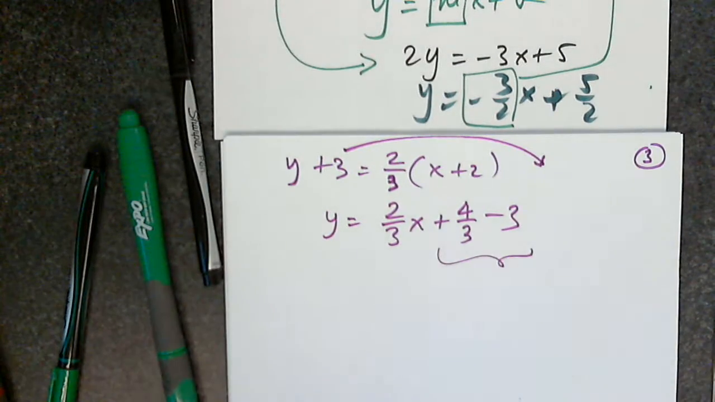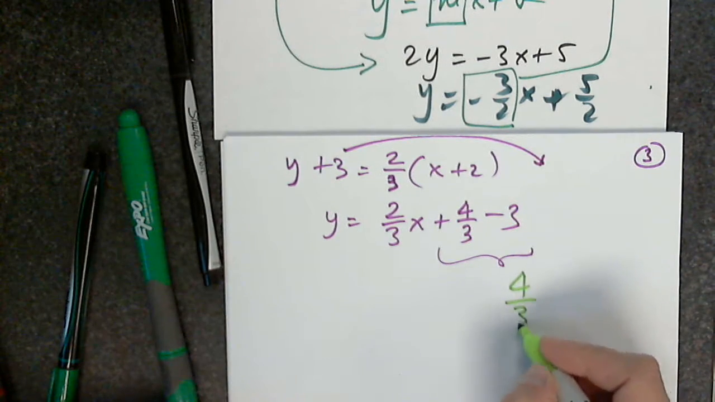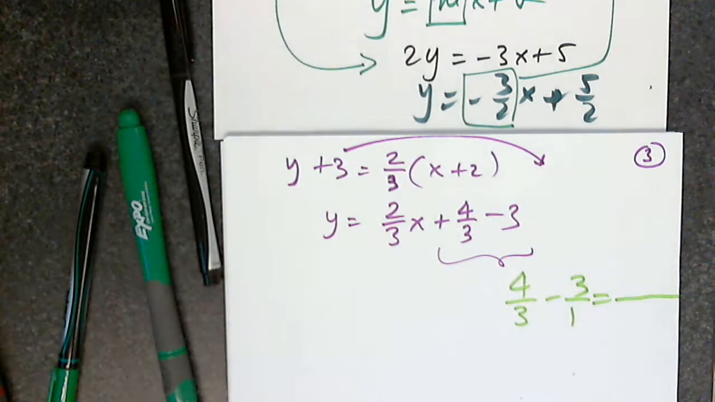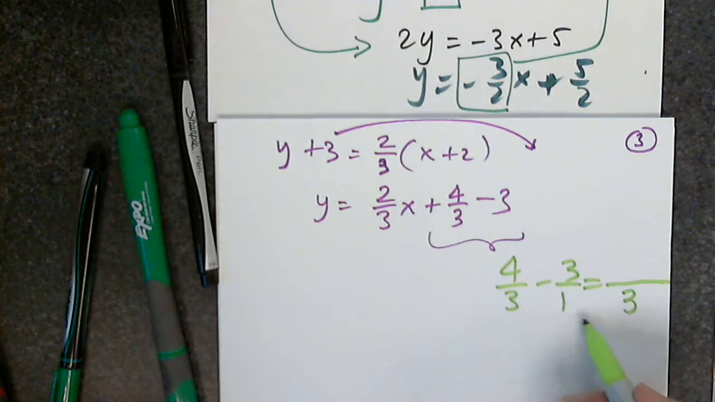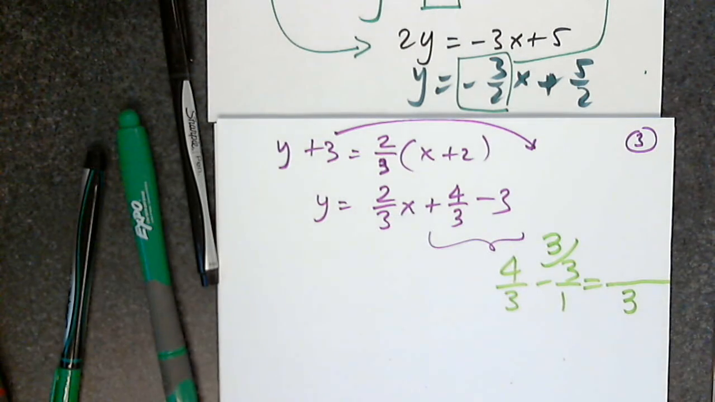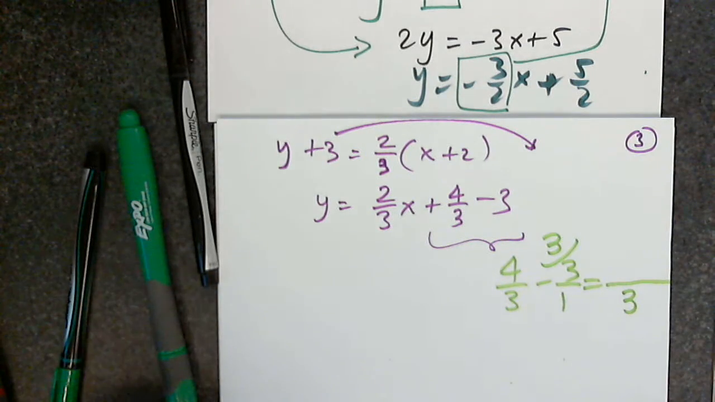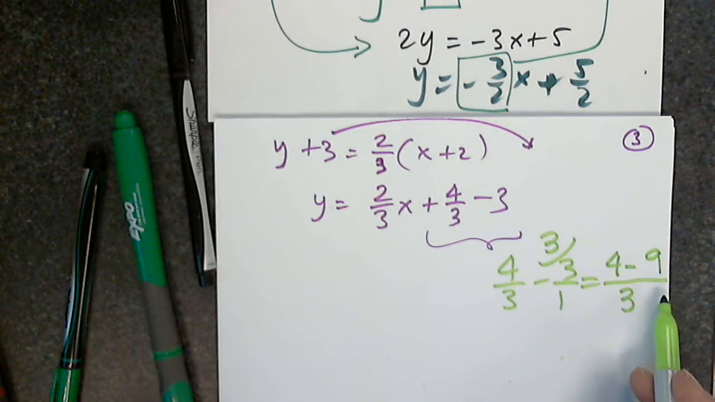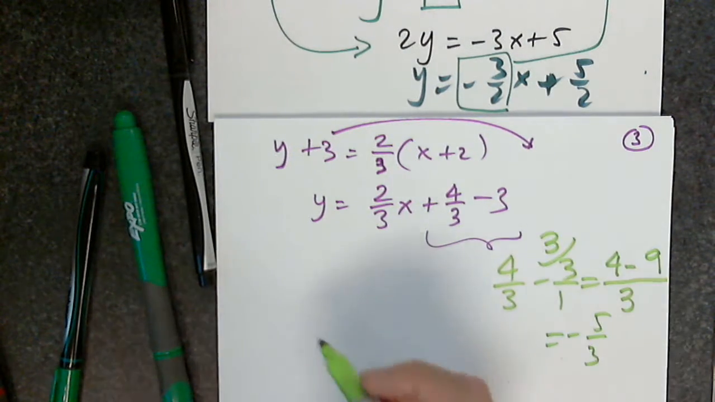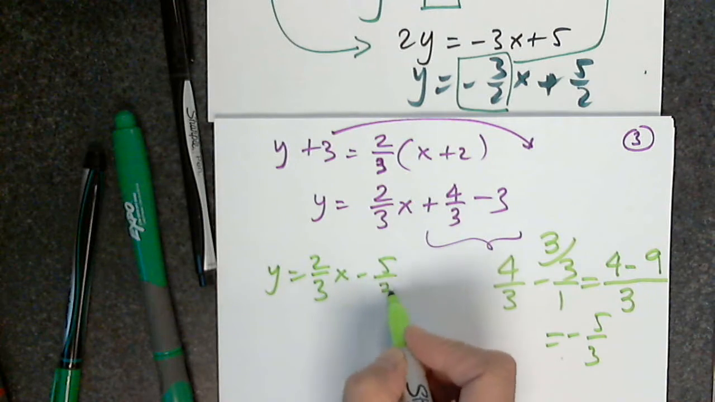How do I add fractions or subtract fractions? What do I have to do? How will I add 4 over 3 to negative 3, or subtract 3 from 4/3? What do I have to find first? The common denominator, which is, in this case, the only one. So 3 is the same, but 1 times 3 is 3, so I have to multiply the top of that fraction by 3. So what will I have here? 3 over 1 has to change into 9 over 3. So what do I have at the top? 4 minus 9. So this is negative 5/3. So then y equals 2/3 x minus 5/3.